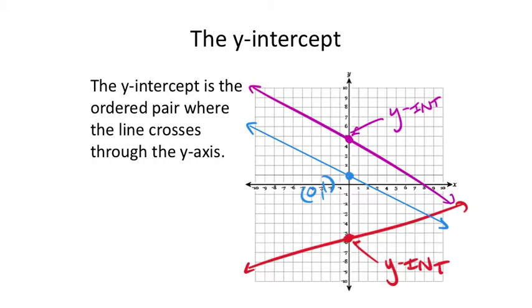Another thing you'll need to notice is that the x value for the y-intercept, since it goes through the y-axis, the x value is always 0, okay? So if I looked at the red ordered pair, I don't know what the y value is, but I know the x value would be 0. Same with the purple one, the x value would be 0. Then you'd have to find its corresponding y value, okay? That's because the x value on the y-axis is always 0.